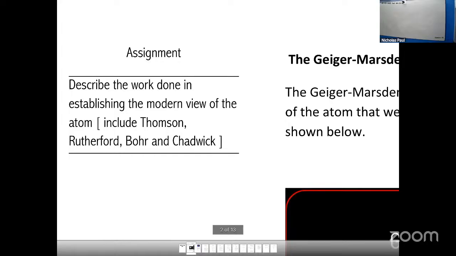All right, so what's first then? I want you to just take a look at these guys: Thomson, well, we just did Rutherford, Bohr, Chadwick. I want you to take a look at what they came up with.